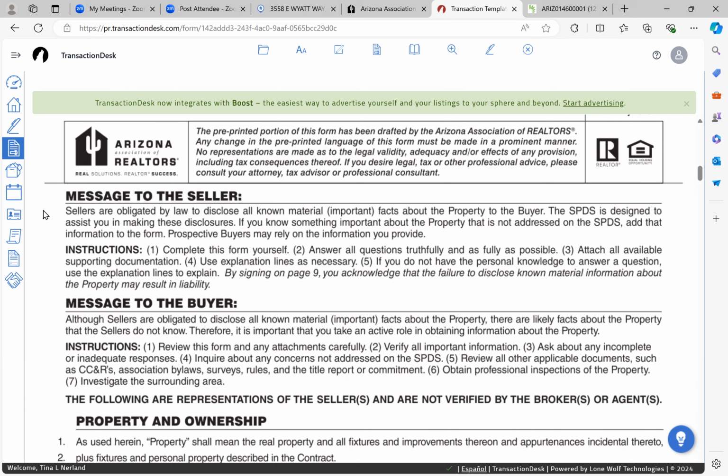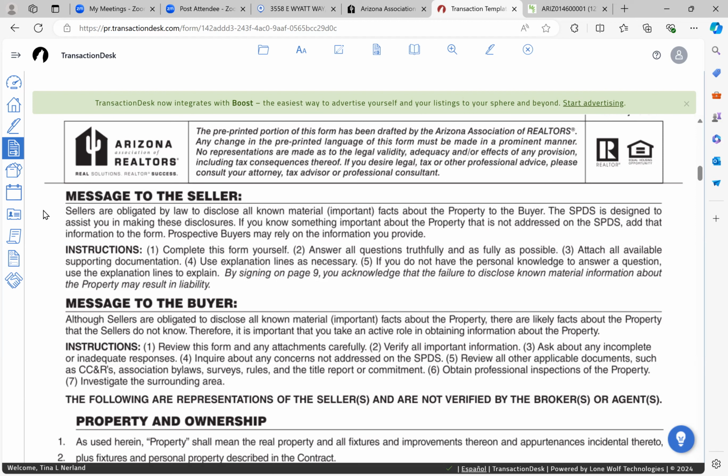If you do not have the personal knowledge to answer a question, use the explanation lines to explain. For example, a home had an addition added. It was permitted, but the previous seller did it. You did not do it. You are not aware of who did it. You would just put that you know the previous seller did this addition to the property. It was prior to me owning the property. I am not sure who they used. You disclosed it, you explained the situation, done.